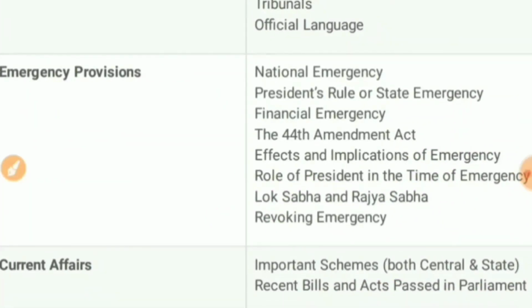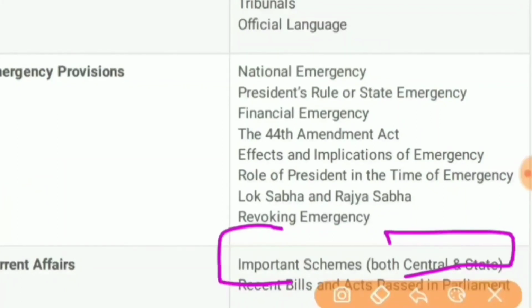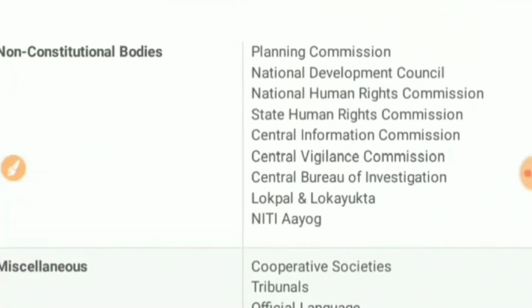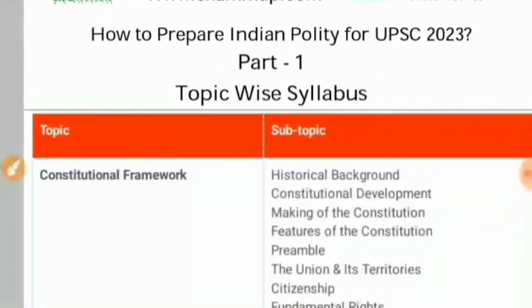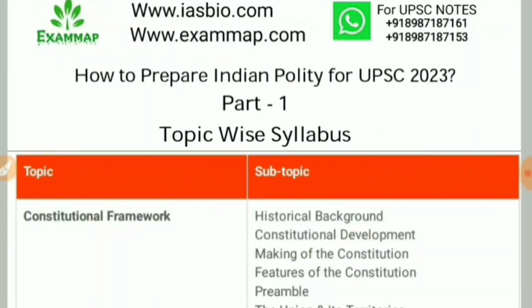Then some important topics from current affairs, that is important schemes at both the central and state level, and recent bills and acts passed in Parliament. So this is the syllabus for UPSC Indian Polity, which is covered in Indian Polity by Laxmikanth.